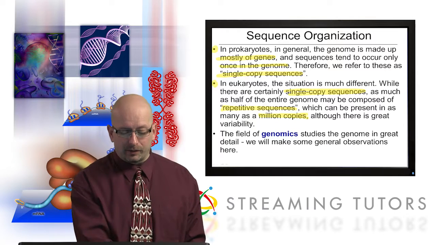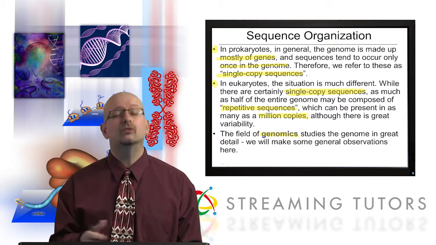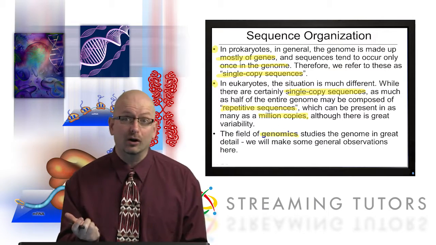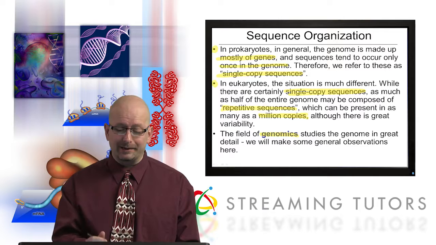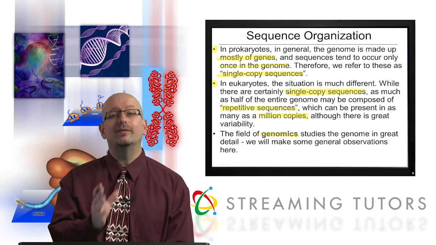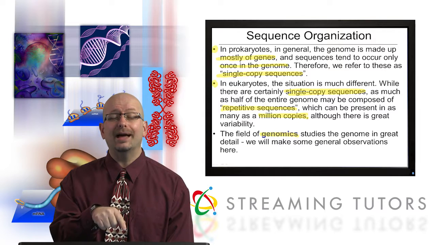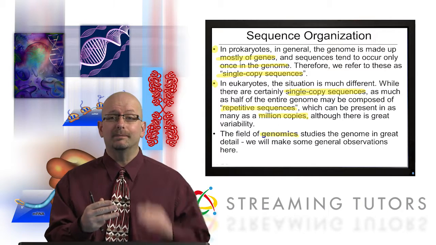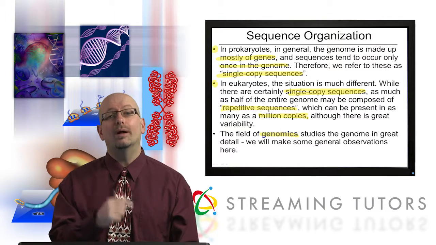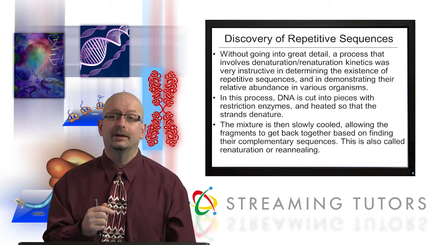Anyway, the field of genomics does study the genome at large in great detail, so we're going to study just a couple of aspects of this that relate to our eukaryotic chromosome idea. So remember, we've got euchromatin and heterochromatin. I'm not saying they go together exactly, but there is an idea that euchromatin has single copy sequences, while heterochromatin probably has repetitive sequences in it.